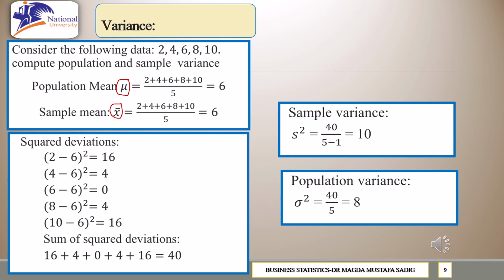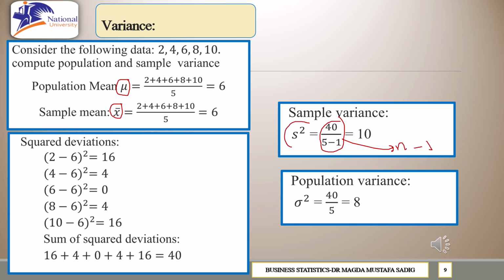Then we square the deviations from the mean. We take each observation and calculate its deviation from the mean of 6. So we have (2 minus 6) squared, (4 minus 6) squared, (6 minus 6) squared, (8 minus 6) squared, (10 minus 6) squared. The sum of squared deviations is 16 plus 4 plus 0 plus 4 plus 16, which is 40. So our sample variance is 40 divided by 5 minus 1. It is n minus 1.